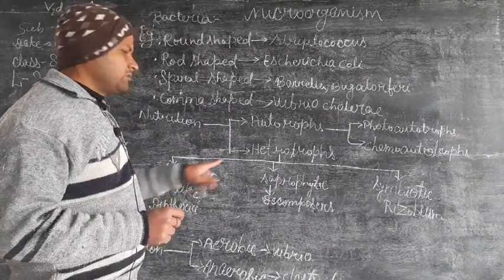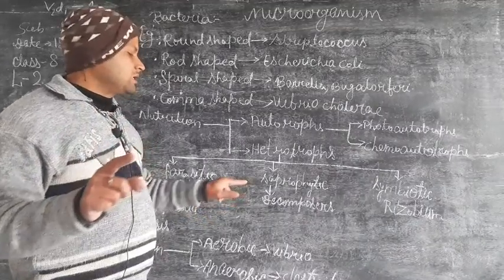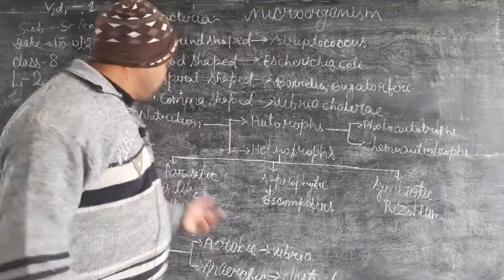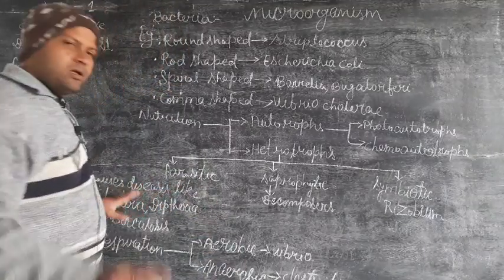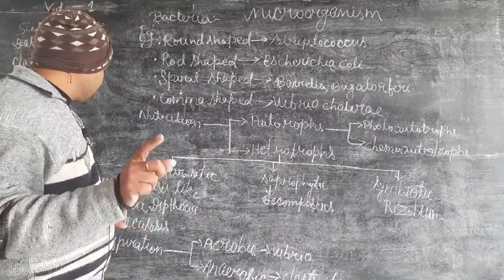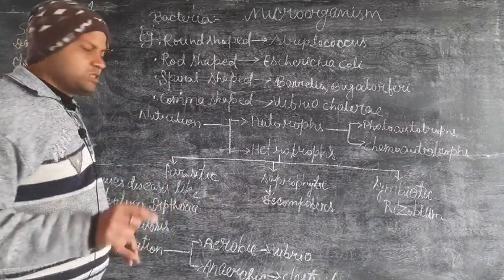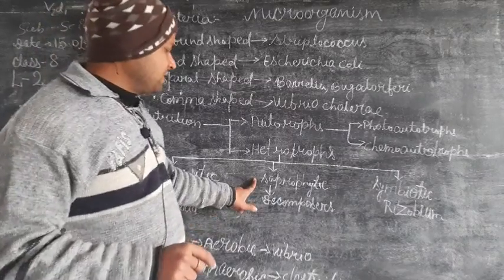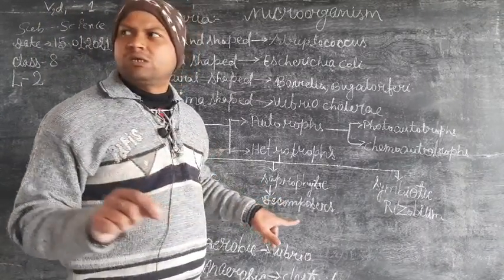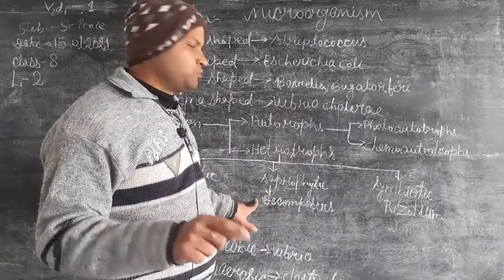It is divided into three types. First is parasitic, second is saprophytic, and third is symbiotic. Parasitic bacteria cause diseases, just like cholera, diphtheria, and tuberculosis. Saprophytic bacteria are very useful in nature because they decompose plants and animals and act as decomposers.